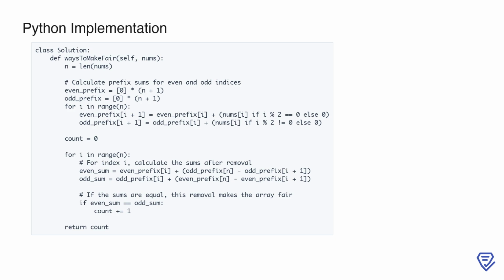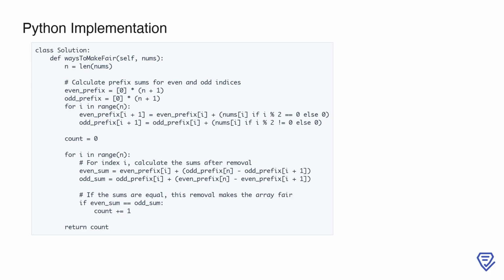We iterate through the array nums to build the prefix sums. For each index i, if it's even, we add nums[i] to even_prefix. If it's odd, we add nums[i] to odd_prefix. This ensures that we have cumulative sums for even and odd indices separately.